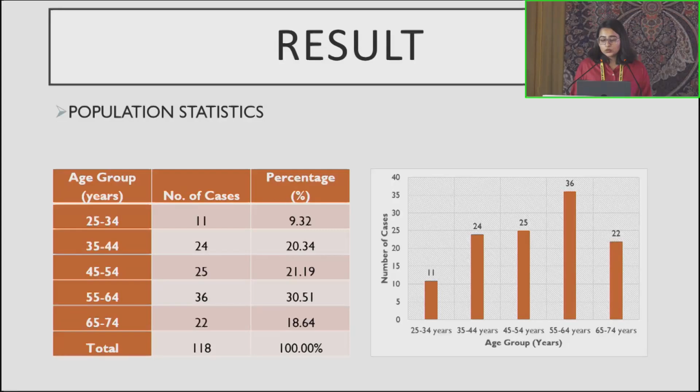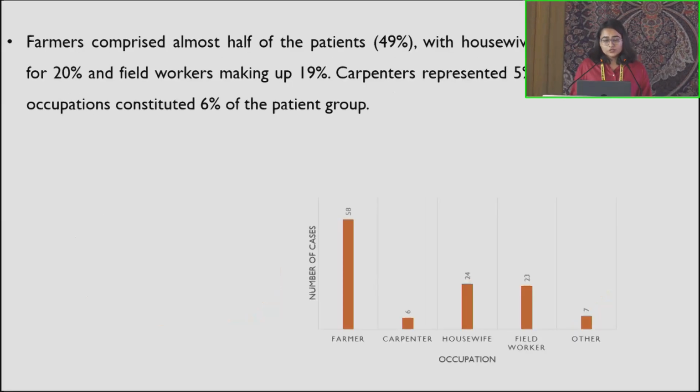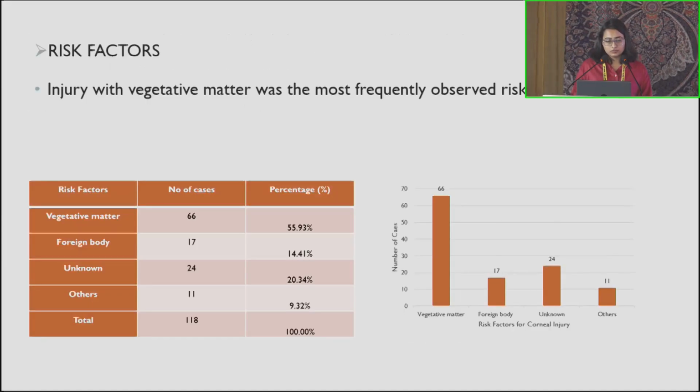118 patients were included in our study, with most patients belonging to the 45 to 64 age group. Approximately 50% belong to this age group. The majority of cases occurred in males, with a male to female ratio of 2.5:1, and the rural population exhibited a higher prevalence of 75% as compared to urban residents. Farmers were mostly affected, 49%, with field workers making up 19% and carpenters 5%. Housewives and other occupations constituted 26%.